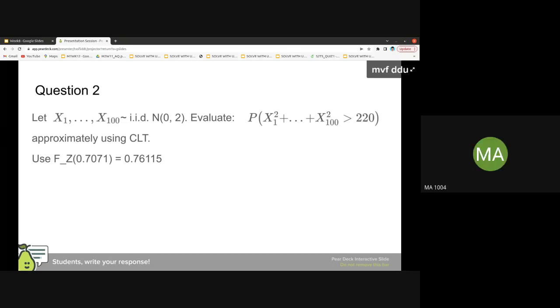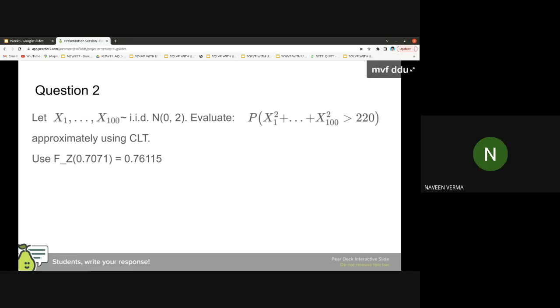And 2 more points you require: the expected value of the gamma distribution and the variance of the gamma distribution. What is the expected value of a gamma distribution when the parameters are alpha and beta? Alpha by beta, sir. Yes, alpha by beta, and the variance will be alpha by beta square. Correct. So use those things also.